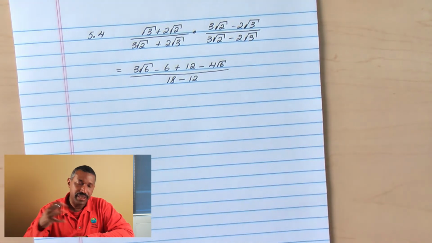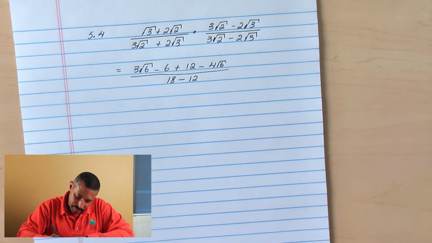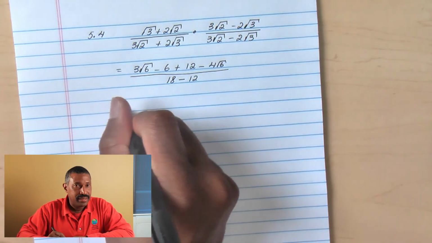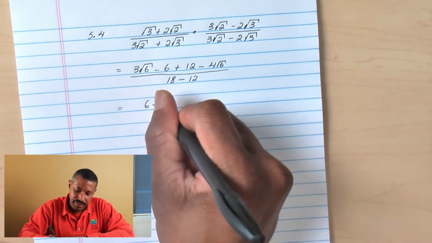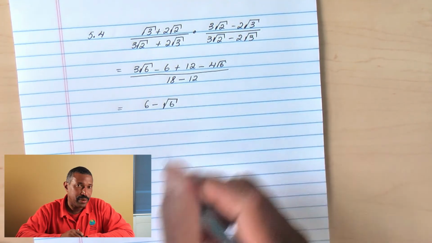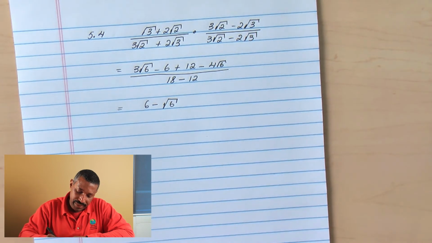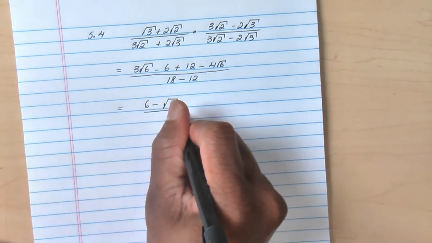What we have to do is tidy up the top, and that would be 6. Take note of the common terms with the root 6, and that is a minus root 6, because 3 take away 4. In the denominator, 18 minus 12 is 6. And that gives you your answer. Now that one's a little trickier, so if you go back and review the video, you'll see all the steps that makes it possible. And that's my answer.